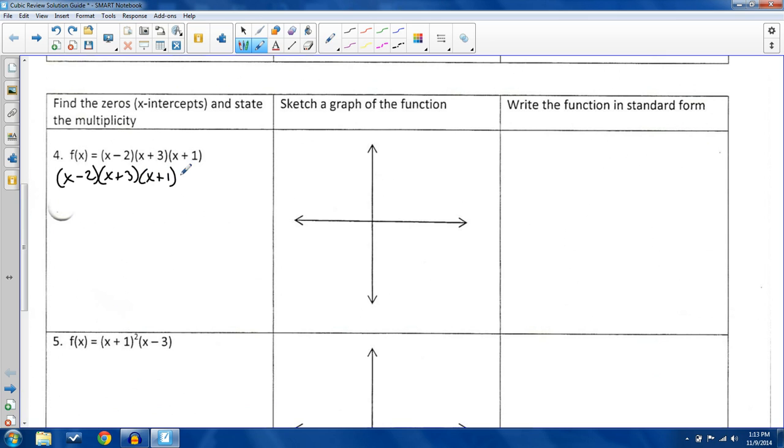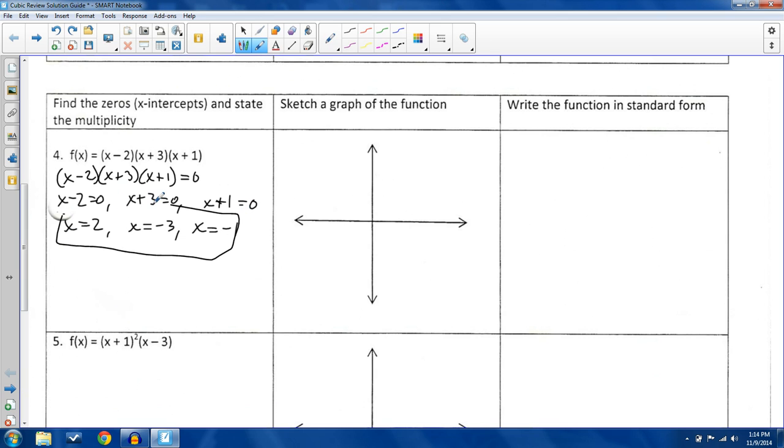find the values of x when y, or f of x, equals 0. So use zero product property here. If these 3 are being multiplied together, it equals 0. Either x minus 2 equals 0, x plus 3 equals 0, or x plus 1 equals 0. So x equals 2, x equals negative 3, and x equals negative 1. Now all 3 of these have a multiplicity of 1 because they're never multiplied more than 1 time.